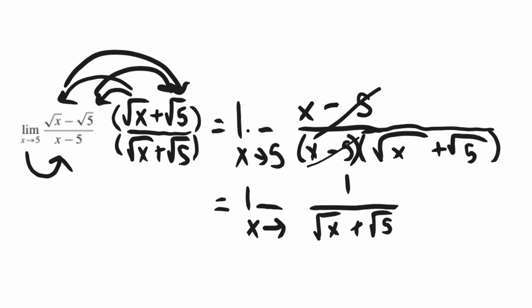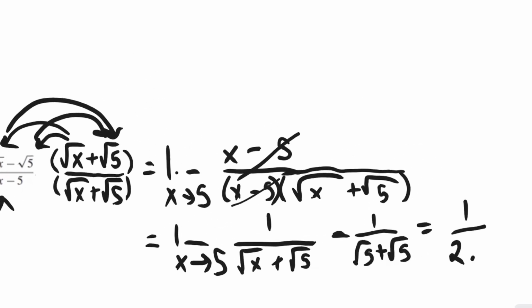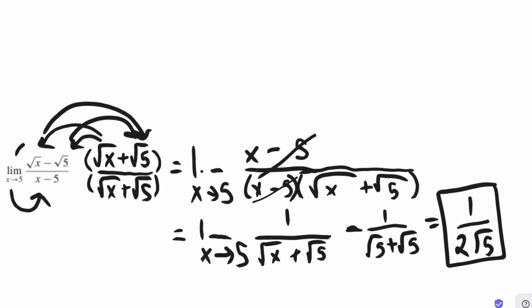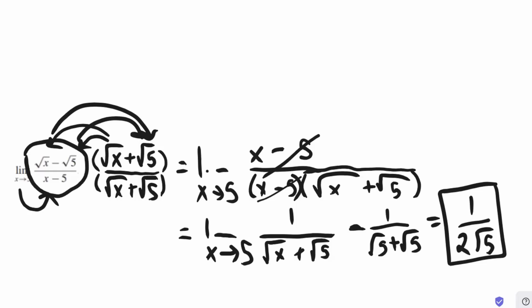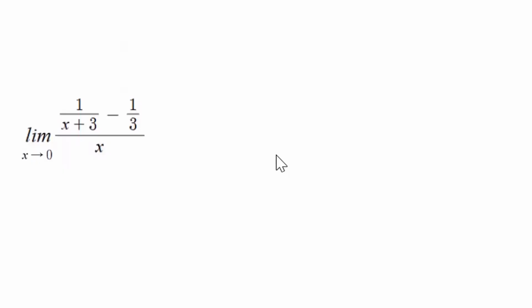And as x approaches 5, you'd have 1 over root 5 plus root 5, which is 1 over 2 root 5, not root 10 or anything like that. And again, you could verify graphically that this first function and our simplified function agree at all x values except x equals 5. And then one more situation that may come up is with complex fractions.